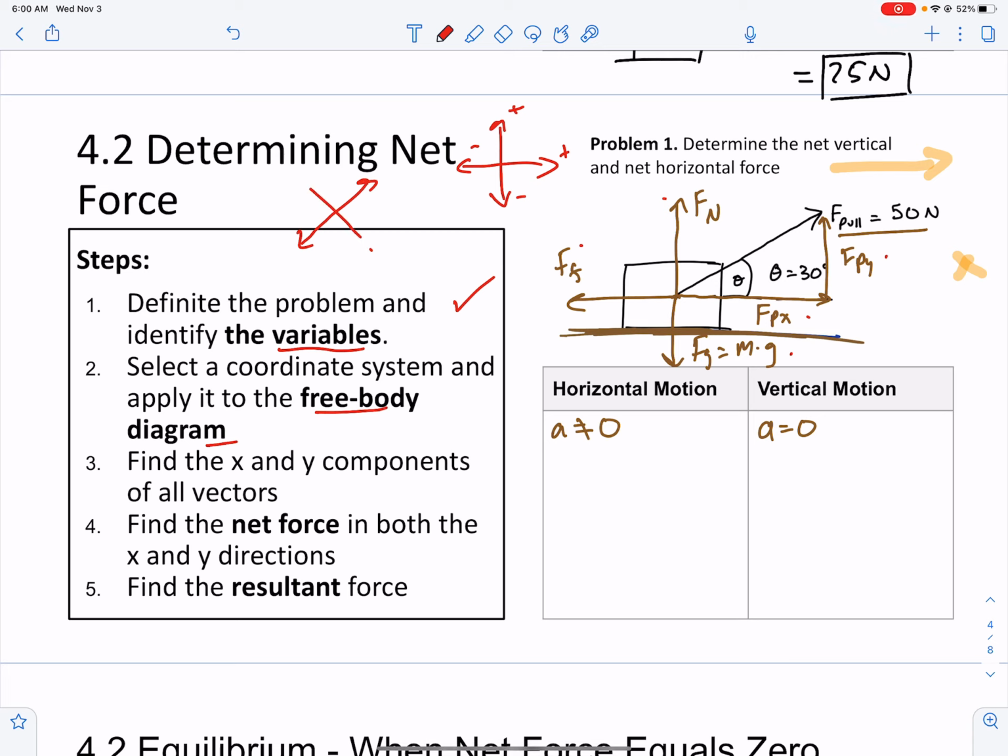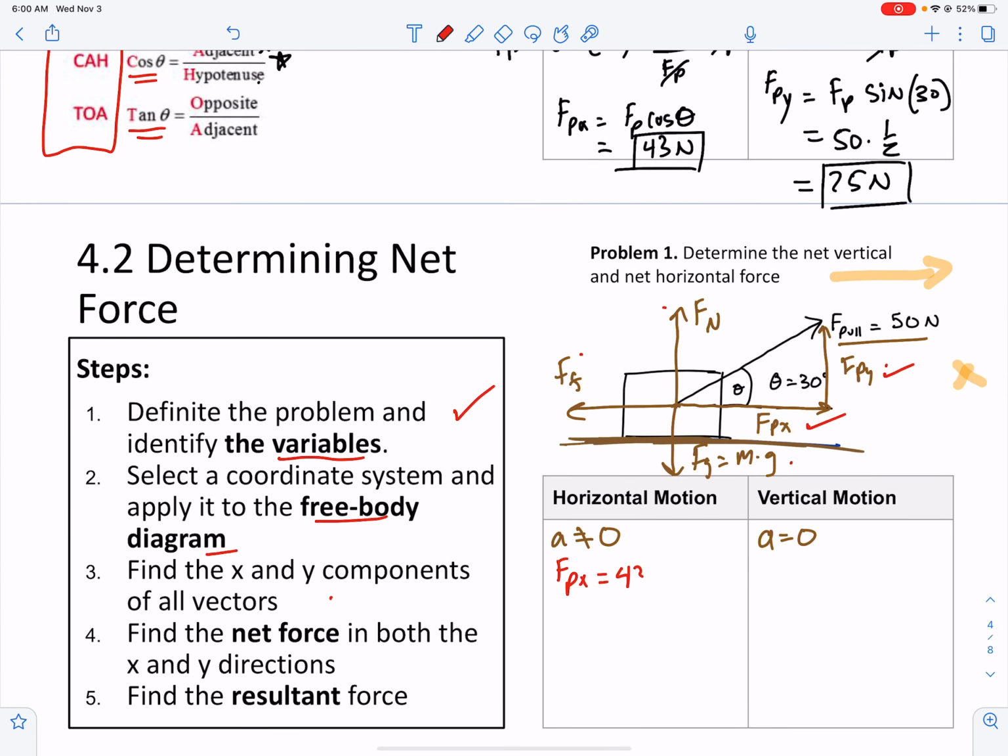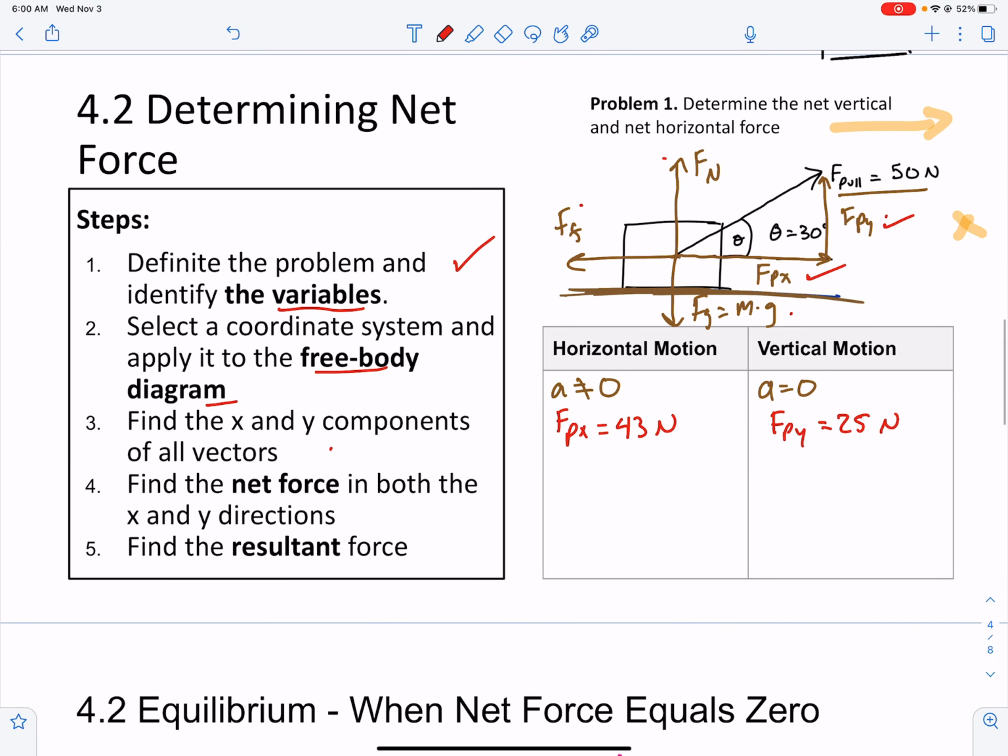We could rotate our coordinate system to be at an angle like this, but that's more advanced physics. We're not going to do that. We're going to stick with the x and y that we see in math class. Okay, so next step, find the x and y components of all vectors. We did that previously. We said Fpx is 43 newtons. Fpy is 25 newtons. Not too bad.